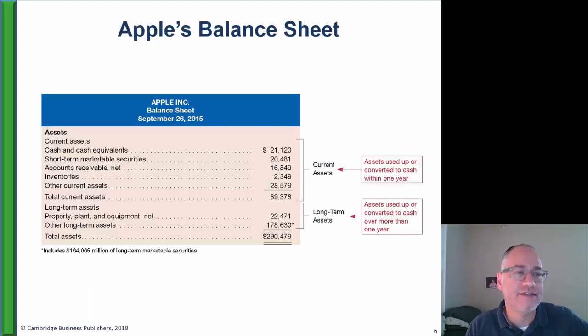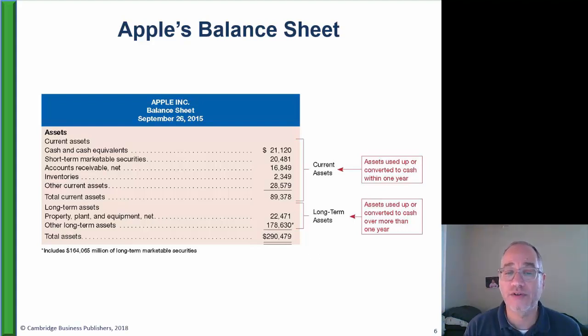Here's an example of an asset, speaking of all companies, Apple. We've talked about Apple before, and this is our feature company for this chapter. And here you can see the list of assets, and you can see why all these have future benefits. Cash and cash equivalents, marketable securities. Cash obviously has a benefit to it. Marketable securities are stocks that a company owns that it could sell. There's a future benefit. You could sell them.